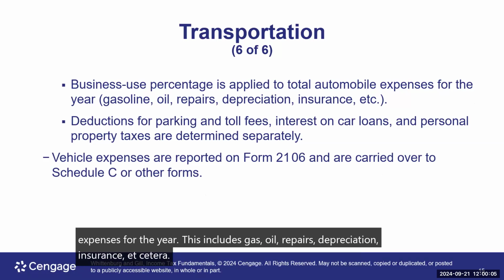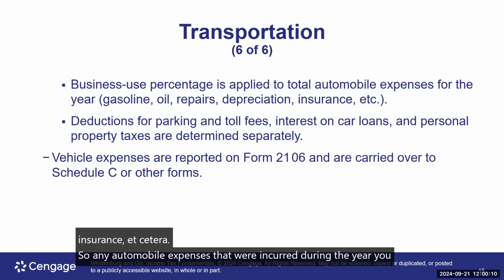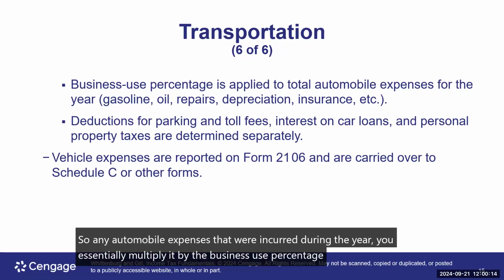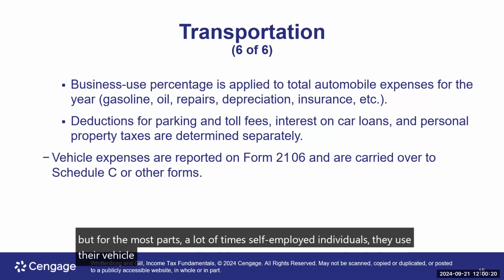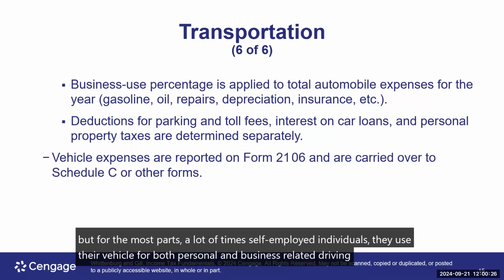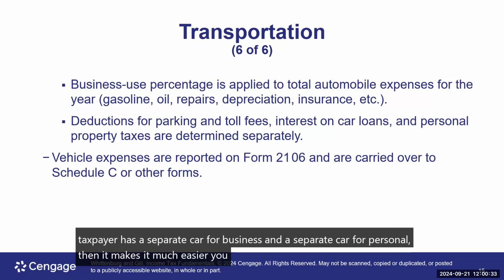So any automobile expenses that were incurred during the year, you essentially multiply by the business use percentage, because it's not rare, but for the most part, a lot of times self-employed individuals use their vehicle for both personal and business related driving. But if a taxpayer has a separate car for business and a separate car for personal, then it makes it much easier. You do not need to account for the business use percentage.